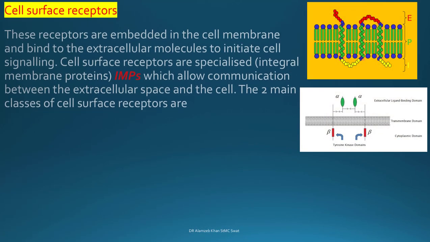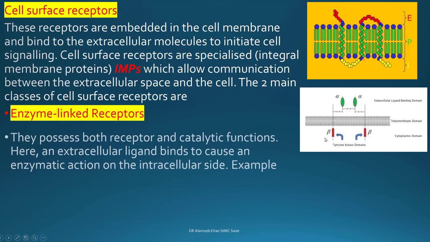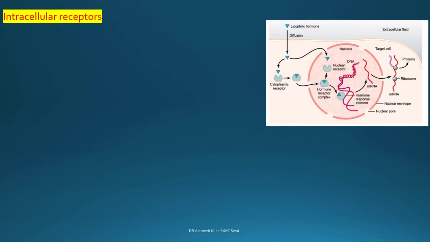Cell surface receptors. These receptors are embedded in the cell membrane and bind to the extracellular molecule to initiate cell signaling. Cell surface receptors are specialized integral membrane proteins that allow communication between the extracellular space and the cell. The two main classes of cell surface receptors include enzyme-linked receptors. They possess both receptor and catalytic function. Here, an extracellular ligand binds to cause an enzymatic action on the intracellular side. An example of enzyme-linked receptors is receptor tyrosine kinase.